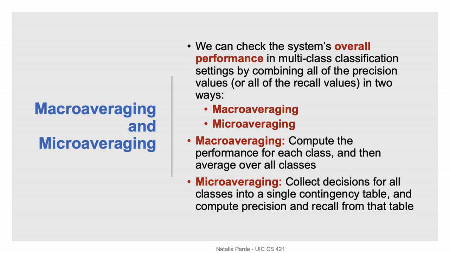If we want to check a system's overall performance in multi-class classification settings, that is, we don't just want to know how well we're doing for a single class, but how well we're doing for all classes, we can combine our precision or recall scores in two different ways. We can macro average them by computing the precision or recall for each class and then averaging that score over all classes, or we can micro average them by collecting the true positives, false positives, etc. for all classes into a single contingency table and then computing precision or recall directly from that table.